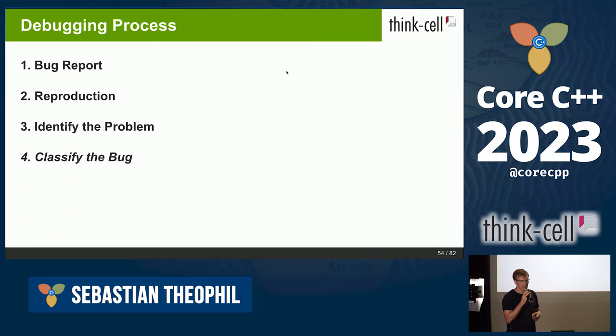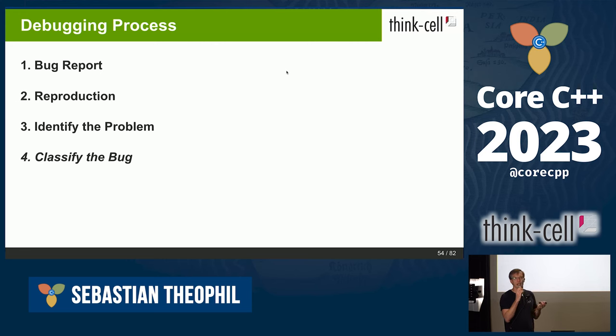Okay. Now we don't only want to debug our program, we want to also make it better. So we want to fix that bug. We want to ship software that has a high quality and is as bug-free as we can make it. So we want to fix that bug and ship it. And what should we do to do that? So first, we should classify that bug. We should think a moment about what went wrong. What did we do wrong?